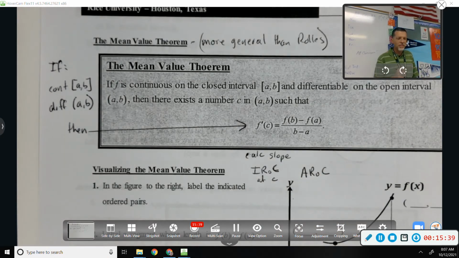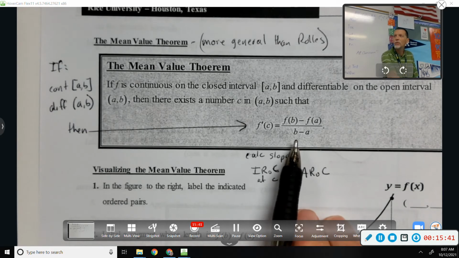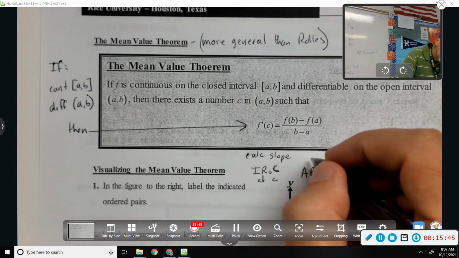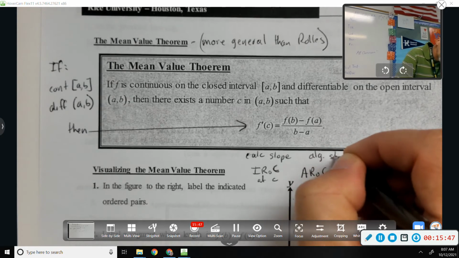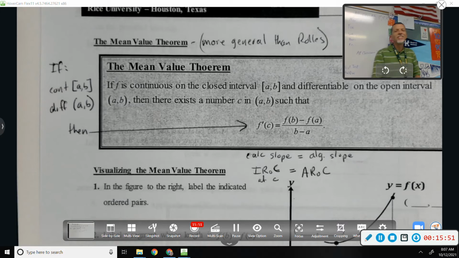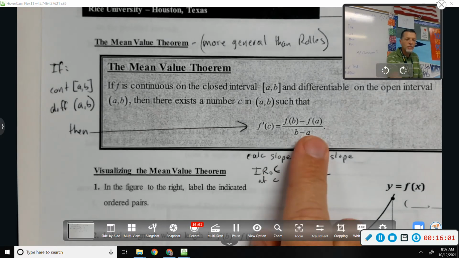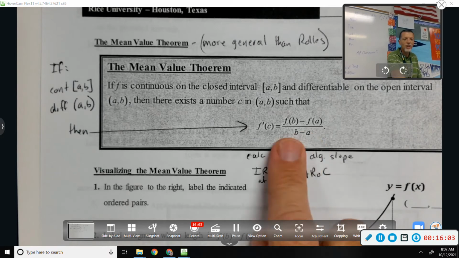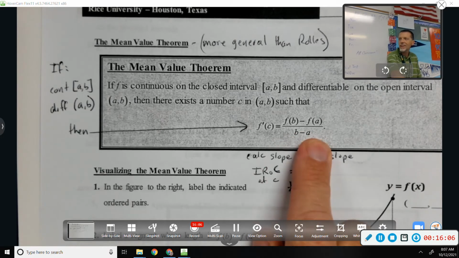What else is it called from your Algebra 1 days? That's just slope. Or algebra slope, maybe. Yes, you got so deep into calculus you forgot and you didn't recognize good old algebra slope. So, yeah, f of b is a y value. So this is y2 minus y1 over x2 minus x1.